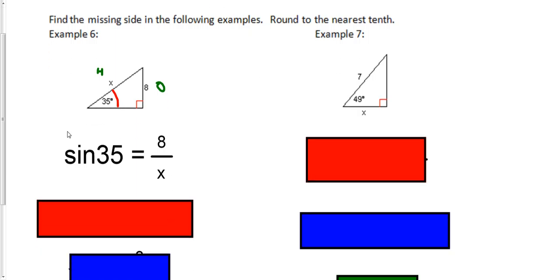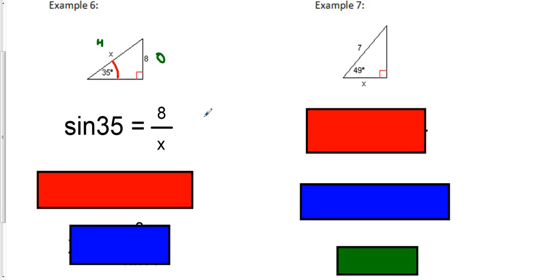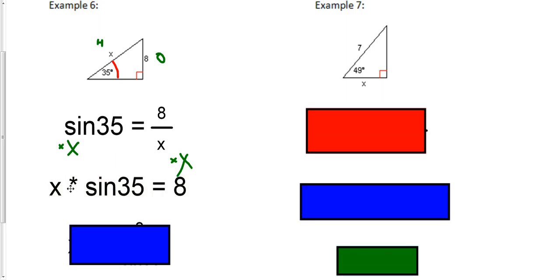Now you can set it up as a full proportion, do sine of 35 over 1 and cross multiply, but in the end it's going to be the same as just multiplying by x on both sides. Here's 8 divided by x, so we would just times x on both sides. Multiply by x on both sides of the equation. That would leave us with x times the sine of 35 equals 8.